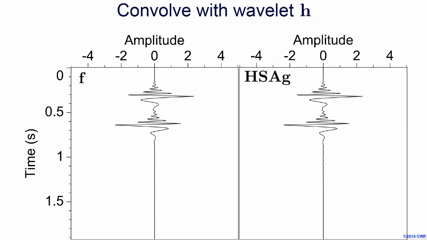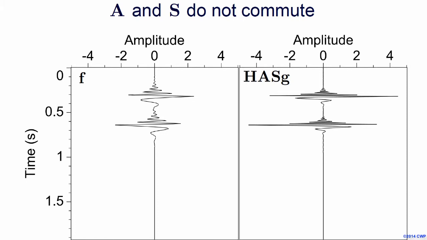Now, because the matrix S is a time-varying operator, S and A do not commute, meaning that HSAG does not equal HASG. In fact, since A and H are inverses of one another, the matrix H times the matrix A is simply the identity matrix, reducing this to the following form, which is simply warping.